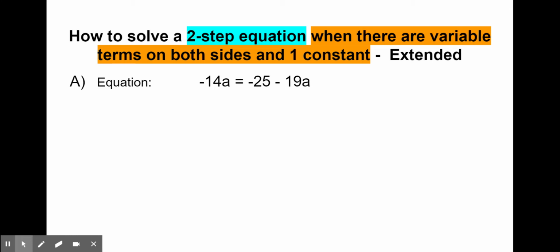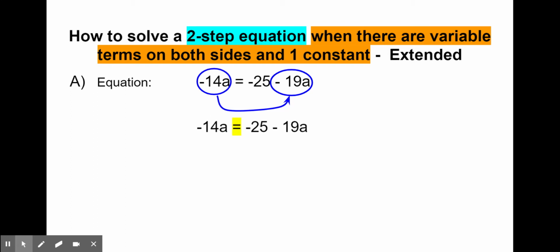we want to start by getting all of the variable terms on one side and all of the constant terms on the opposite side. So in this case, we want to move the negative 14a and negative 19a to the same side, because they are like terms. This time, we're going to try moving the negative 14a over to the right side. And let's see what happens here.